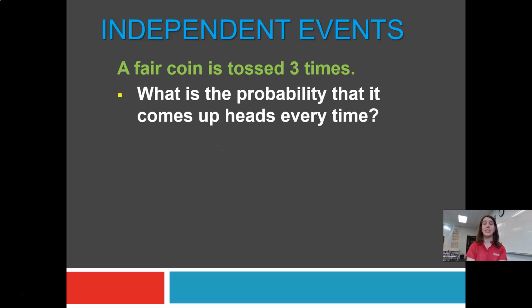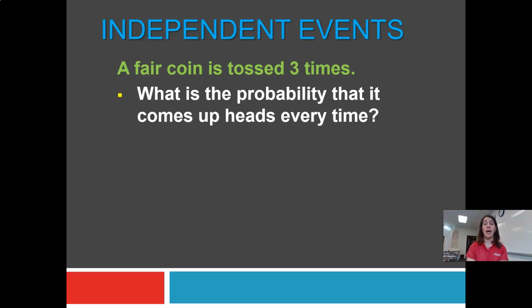A fair coin is tossed 3 different times. What is the probability that it comes up heads every single time? Well, those are examples of independent events because what I got on the first toss does not affect the second toss, which does not affect the third toss. So there's 3 things happening. So there's 3 different fractions that we're going to be multiplying together on the question.